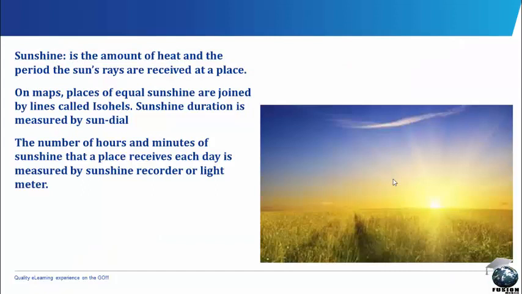Sunshine. Sunshine is the amount of heat and the period the sun rays are received at a place. On maps, places of equal sunshine are joined by lines called isohels. Sunshine duration is measured by sundial. The number of hours and minutes of sunshine that a place receives each day is measured by sunshine recorder or light meter.